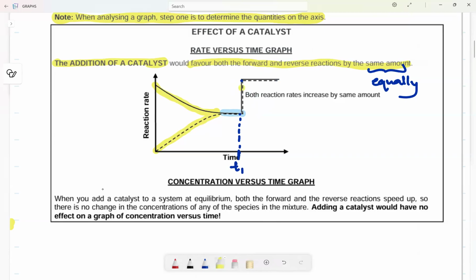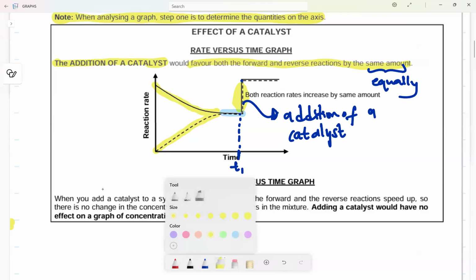So here at T1 there was an addition of a catalyst. The easiest graph that you can come across.